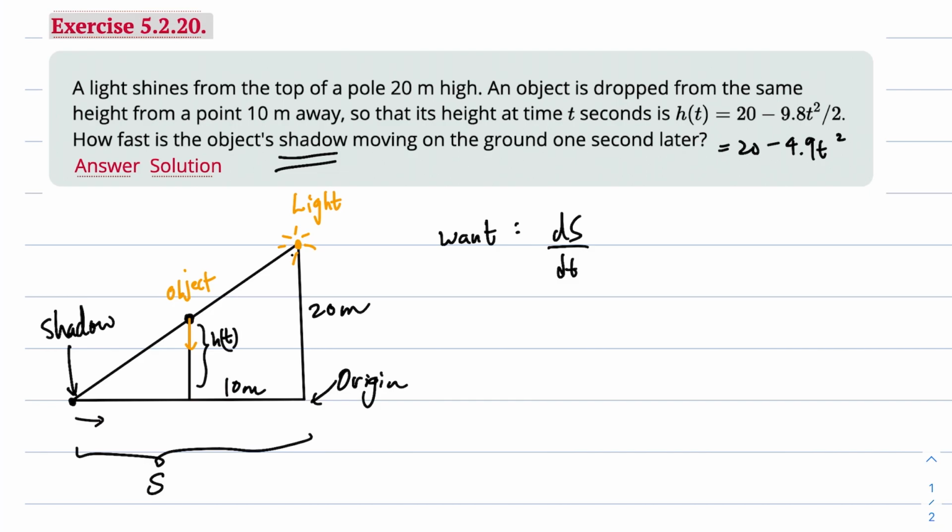So we want ds by dt, which is the rate of change of the shadow's length with respect to time. And it's going to be negative because the length of the shadow is shrinking when t is equal to 1 second. Okay, so how are we going to do that? Well, in this problem we're going to be finding some similar triangles and using those similar triangles to help us with the problem.